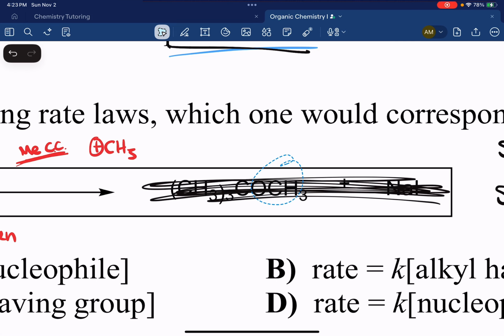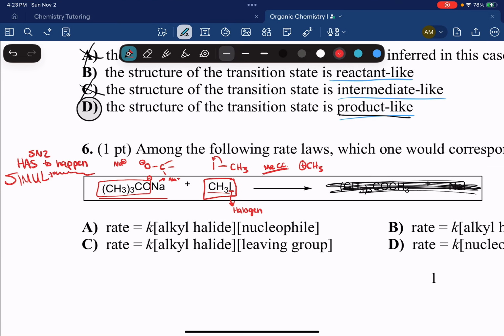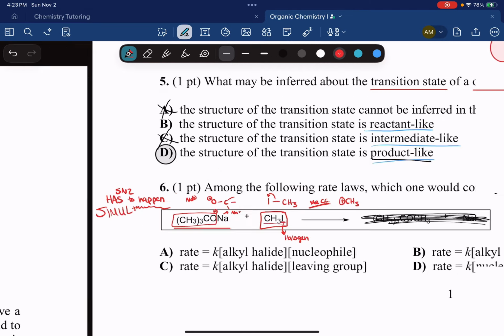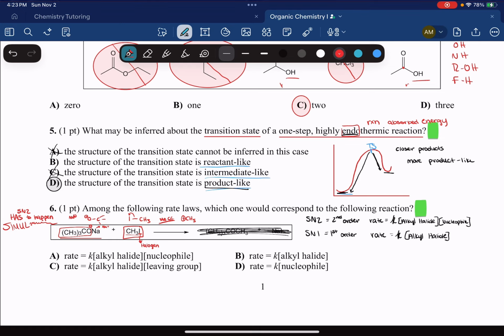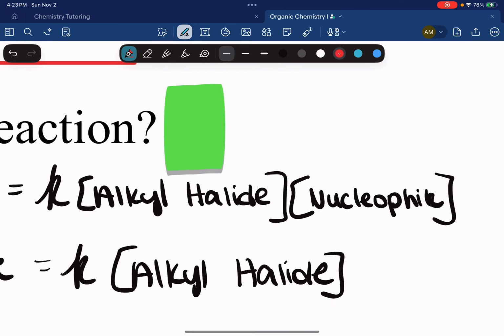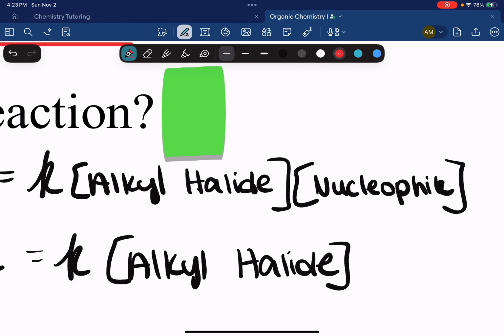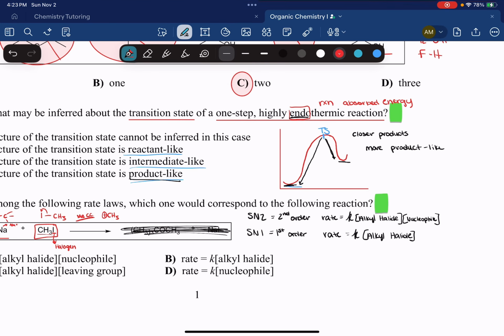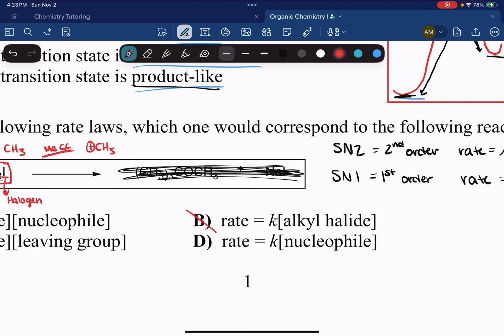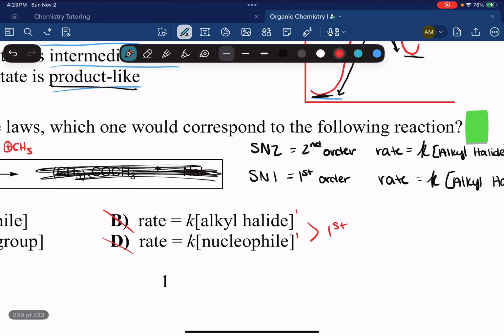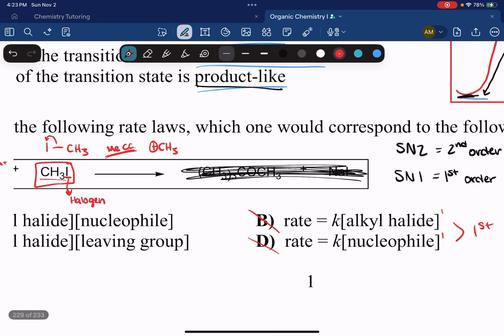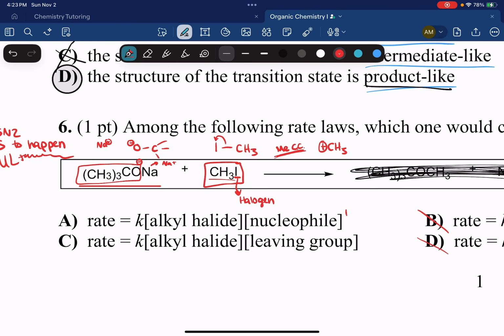But for this particular problem, we weren't really worried about it. We were just worried about the rate. So we found the rate just looking at our reactants. So we know it's SN2. And what did we say about SN2? The alkyl halide and the nucleophile are equally important because it happens simultaneously. So we can go ahead and get rid of these two because these are only first order. And we know SN2 is second order. Okay. These are second order. There's two of them. However, this is talking about the leaving group. We don't really care about that.